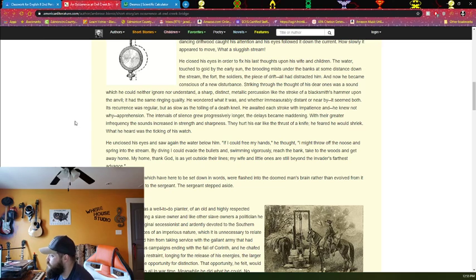These thoughts, which have here to be set down in words, were flashed into the doomed man's brain rather than evolved from it. The captain nodded to the sergeant, and the sergeant stepped aside.